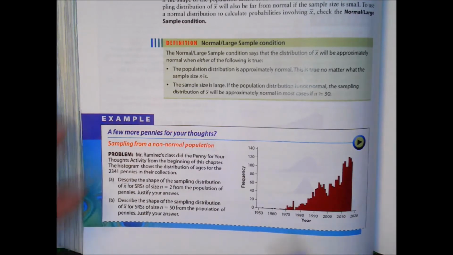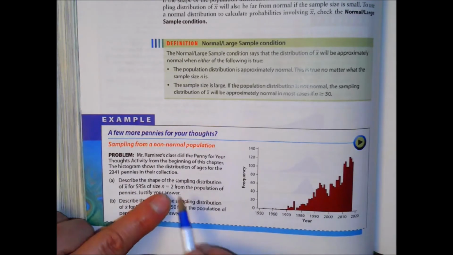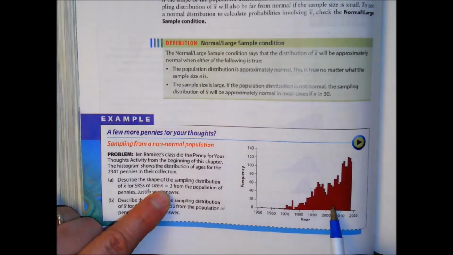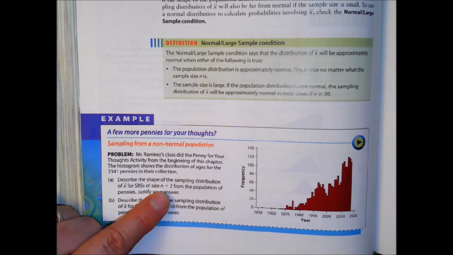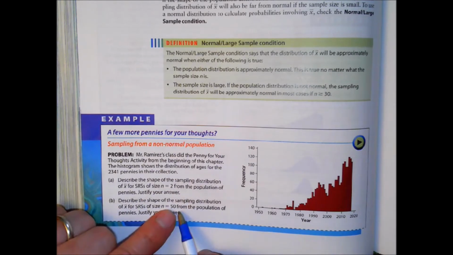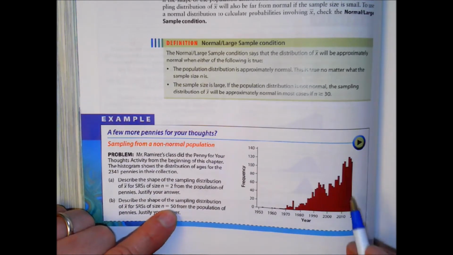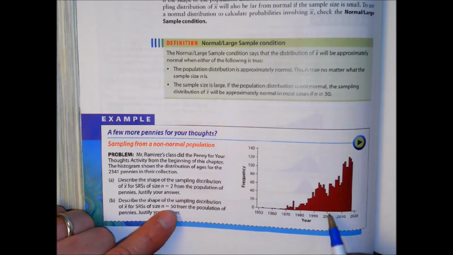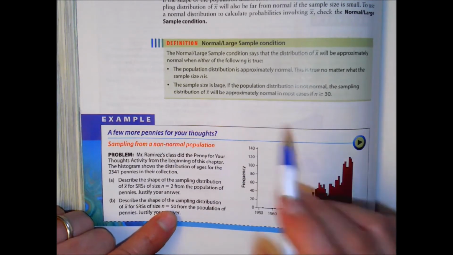If I was going to take a sample of size 2 from this population, would my sampling distribution be approximately normal? No. It would still be skewed to the left because I don't have enough in my sample. What if I took a sample of size 50? If I took 50 over and over and over again, I know my sampling distribution would be approximately normal because of the CLT.